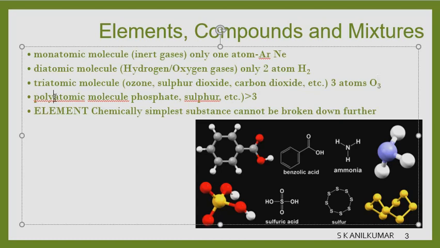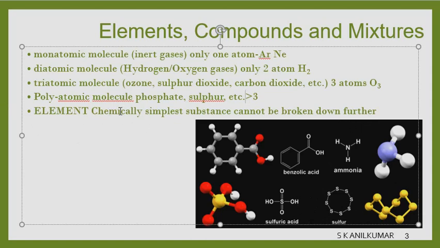Polyatomic means what? Poly means many. Polyclinic, polytechnic, you know, right? Polyatomic. The molecule of phosphate is polyatomic. Why? Multiple atoms will be there. Sulfur is polyatomic. Why? 8 atoms of sulfur exist together. So polyatomic, 8 atoms. An element is the chemically simplest substance that cannot be broken down further.